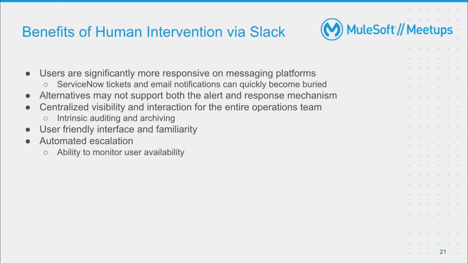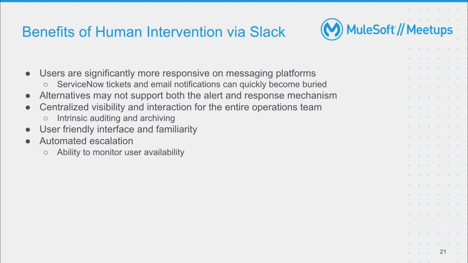So it's an intrinsic auditing, basically. Whoever approves the request, they had to do so as a user of Slack. And so it's easy to trace through and see who approved the request or who made the changes. And again, Slack is already going to be familiar to your business users if that's what your organization is already using to communicate.